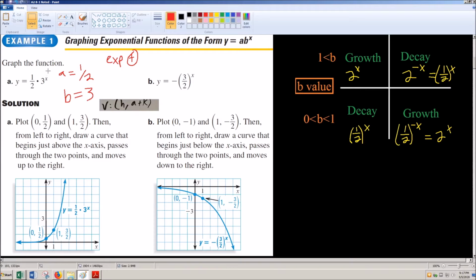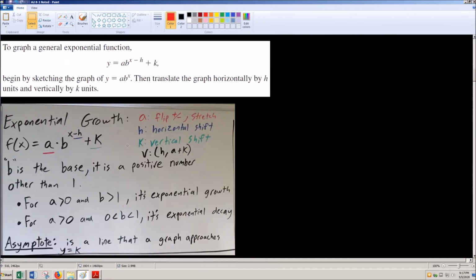I know we haven't introduced h here, but it's going to be in this exponent. So I guess I'll just flip to this for a second. If I have a value in this exponent, it's going to shift it left or right. If it looks positive, it's actually going to be shifting to the left. If it looks negative, it's actually going to be shifting to the right because it's x minus h.